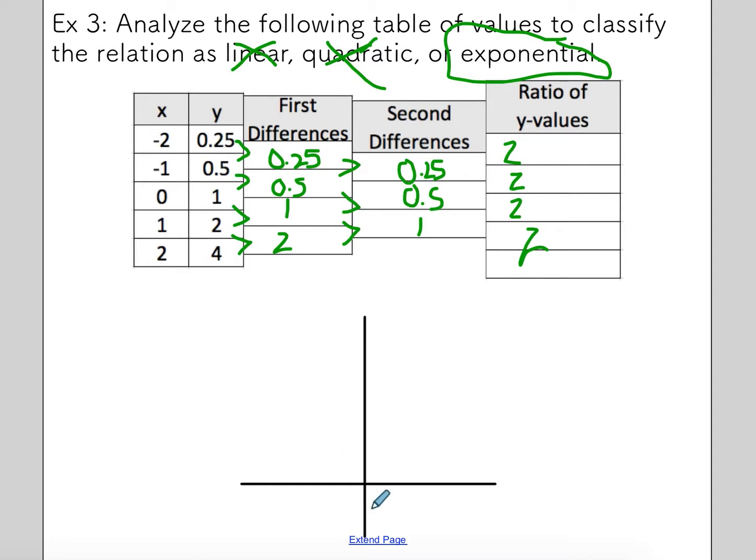If I were to graph this table of values in a similar way to what I've been doing in the previous examples, you'll see very quickly that this is in fact an exponential function. If I go back -2 and I go up approximately 0.25, somewhere in here, it gets a little tough with decimals. If I go back -1, up 0.5, 0, 1 would be here, 1, 2 would be up here, and if I go over 2, I'd be up to 4. Right? You can see I've got a nice, smooth, hopefully curve. Yep, definitely looking like an exponential function.